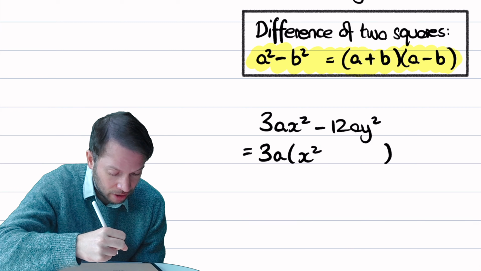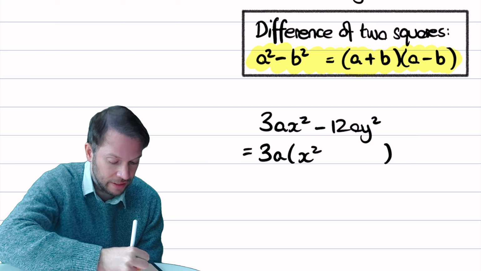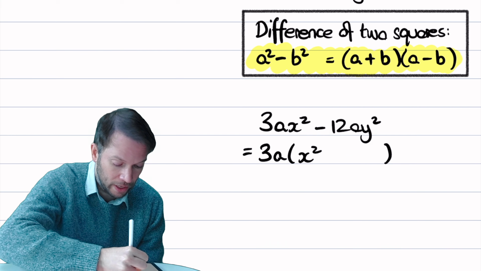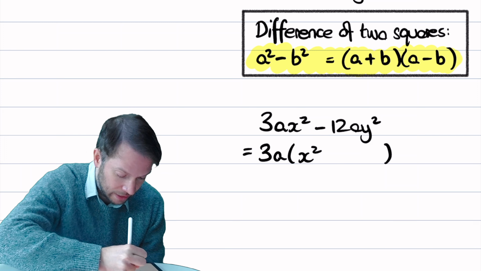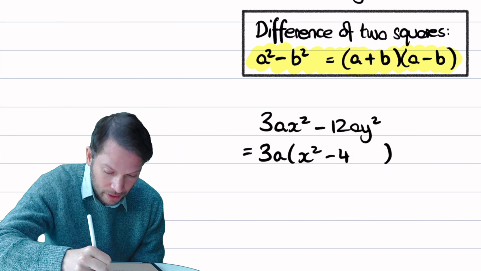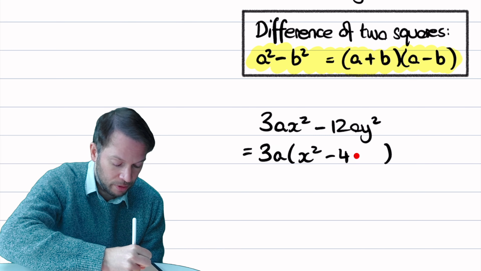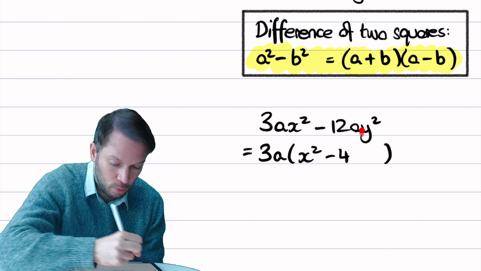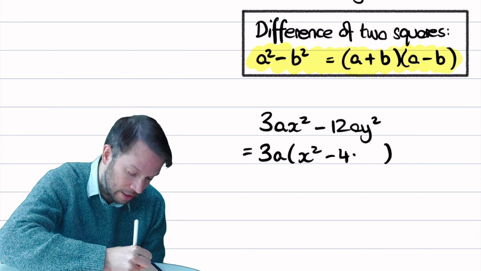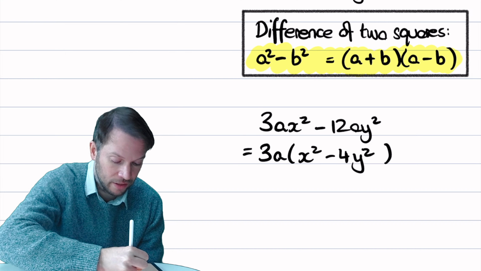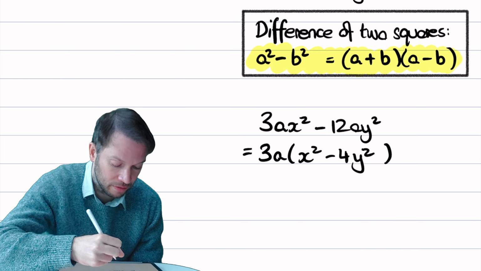And then 3a times what is this negative 12ay squared? Well, we know that 3 times negative 4 would give you the minus 12. So let's put the negative 4 there. A times what gives you the a? Well, we don't need any more a, so we don't need an a there. But we can see this y squared, so we need y squared there. So 3a multiplied by negative 4y squared would give you the negative 12ay squared.